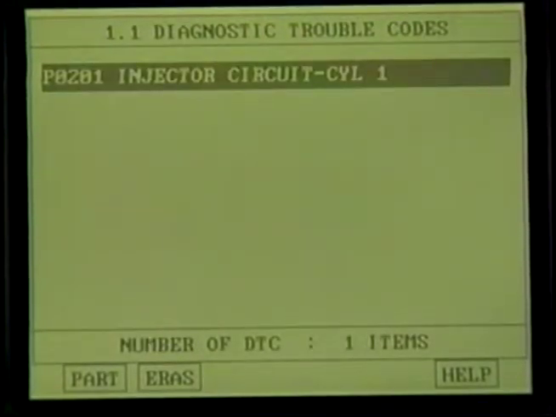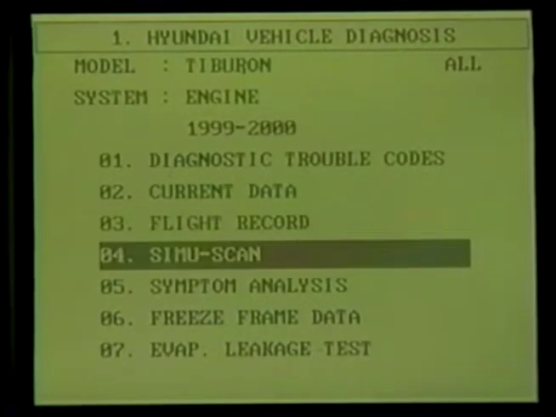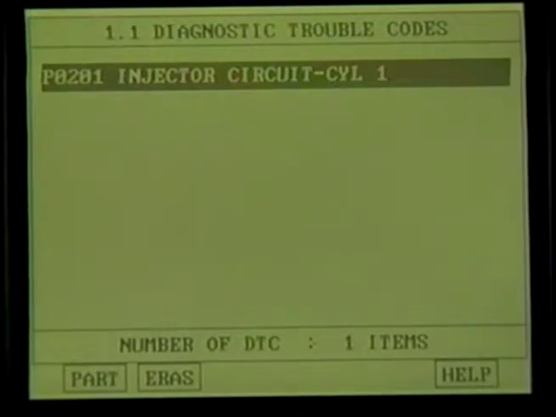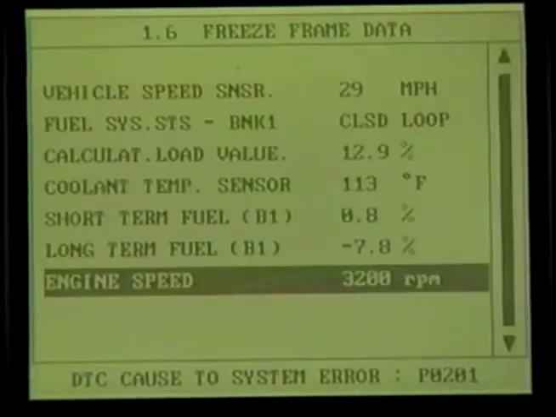The scan tool will display information as to whether the code was set on the current trip or when it happened in the past. Record that information as well. Then use the scan tool menu to enter the Freeze Frame Data function. Freeze Frame Data will give you the operating conditions under which the primary stored DTC occurred. Freeze Frame will only store the highest priority DTC.